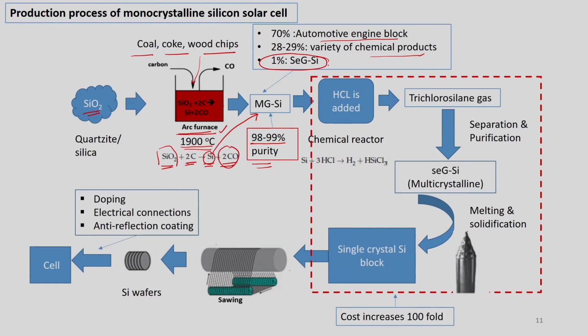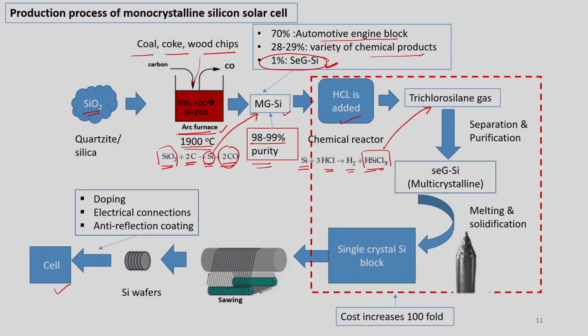Okay. So, how to convert this? Our concern is now the 1% conversion for making cells. Once we have this metallurgical grade silicon, it has to be processed using hydrochloric acid. Once we process it, what will happen? Silicon plus 3 moles of HCl will give hydrogen plus 1 mole of HSiCl3, which is nothing but trichlorosilane gas.